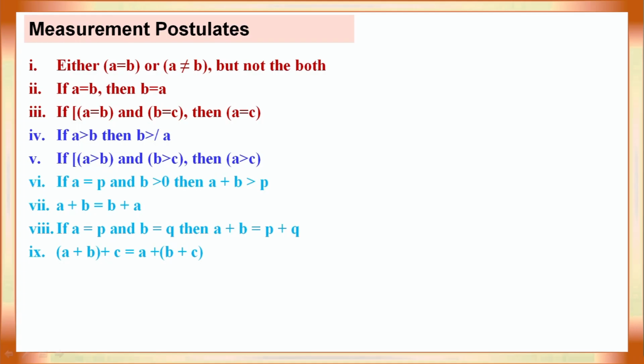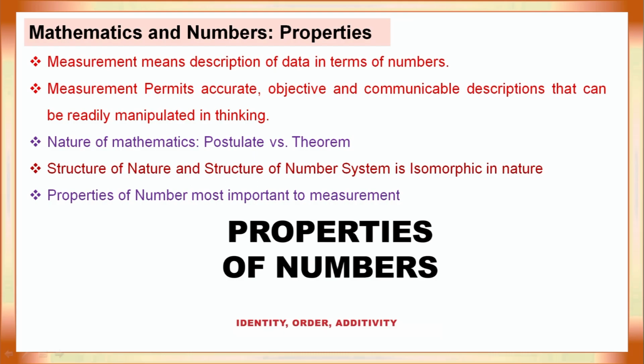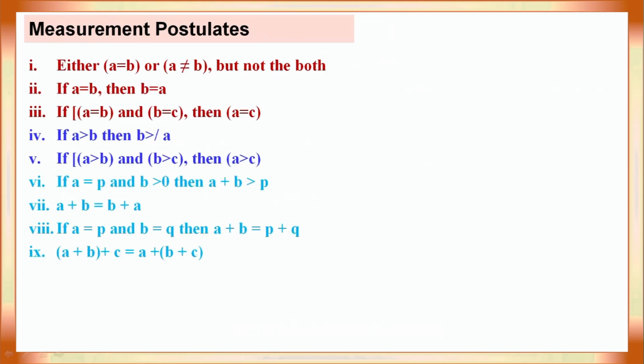So, we are talking about the postulates. And I told you that the number has three basic characteristics: identity, order and additivity. Now, these postulates are basically designed to confirm these particular characteristics.